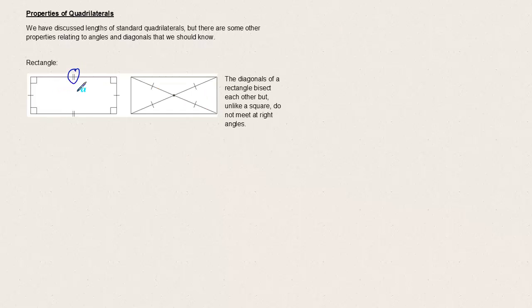Now with a rectangle, we know that opposite sides are equal in length and that all four angles are 90 degrees. The diagonals also bisect each other, so the length from here to the center is the same for all of these, and that means also that the whole diagonal here is equal in length to the whole diagonal across here. Note they don't meet at 90 degrees.